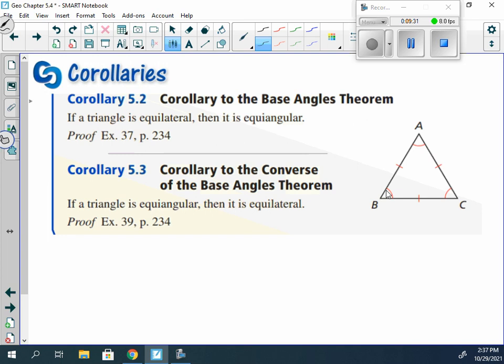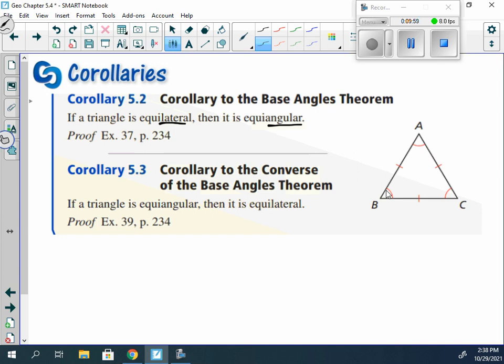If a triangle is equilateral, well, equilateral means what? Equal. All of what are equal? Sides. Lateral is going to be our sides. Then it is equiangular. So the first theorem is saying, if it is an equilateral triangle, if all 3 sides are the same, it means it is also equiangular. So all 3 angles are going to be the same.